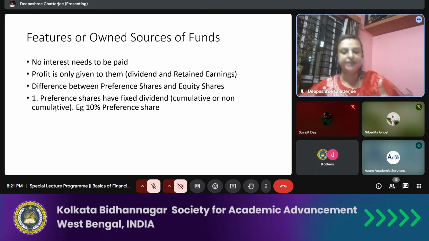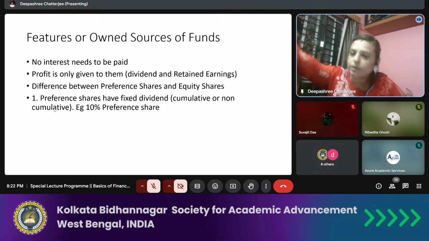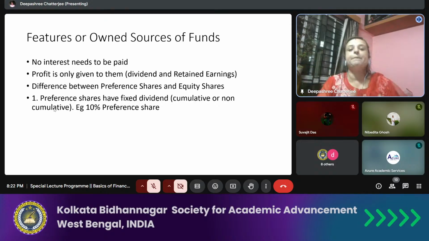All that belongs to the equity shareholders, right? First thing. So, number one, what was the difference between preference and equity? Preference shareholders get a fixed dividend irrespective of the amount of profit. Even if the company earns crores in profit, in the example that I gave, the preference shareholders will still get a dividend of only 1,000 and not more than that, right? So the first thing is preference shareholders get a fixed rate of dividend.